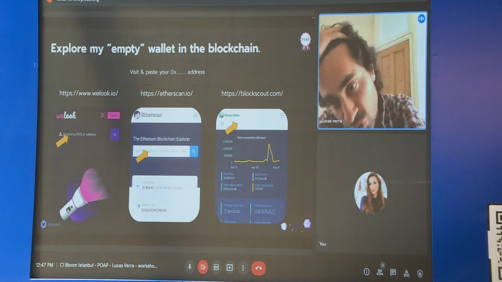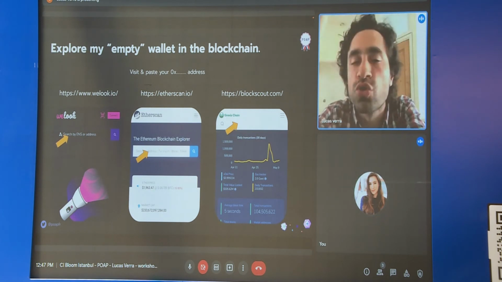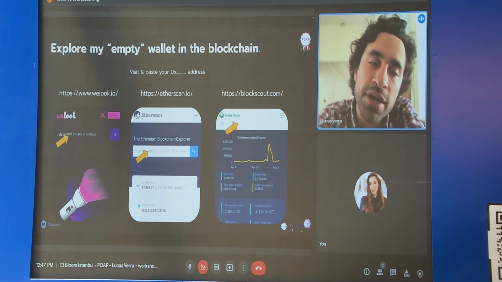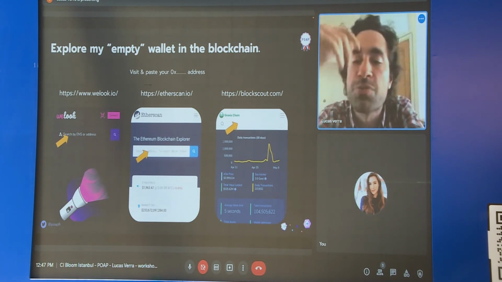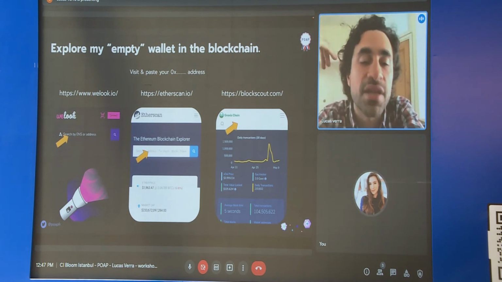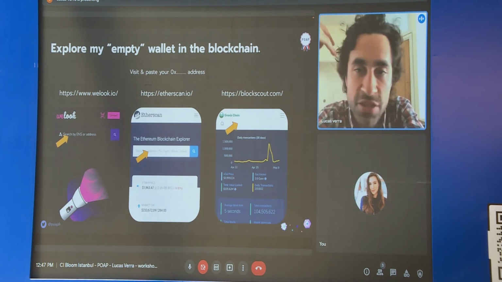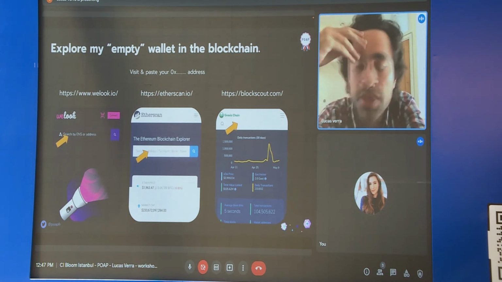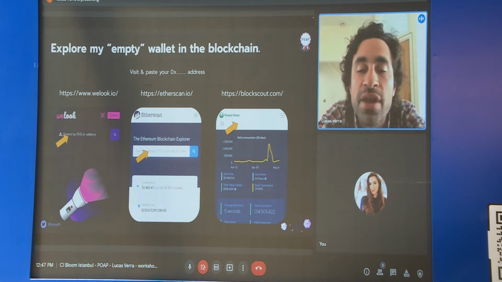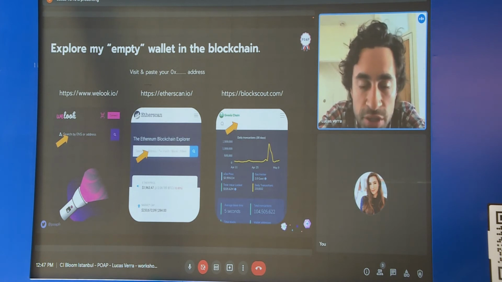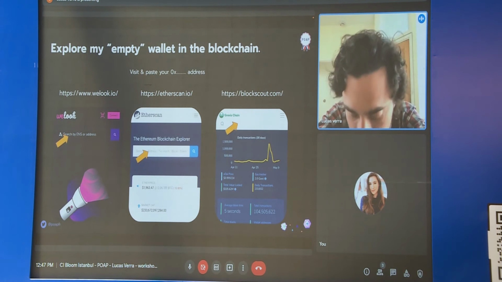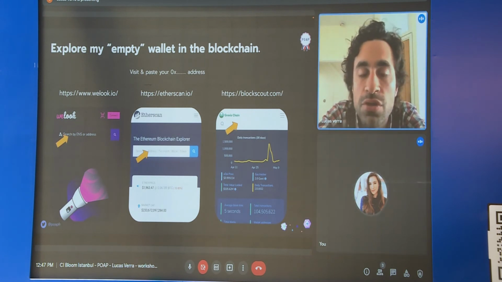This part was about you exploring an empty wallet, exploring the blockchain, and seeing that your new address is not something that the Rainbow Wallet invented. It's something that is already existing on the blockchain. But we'll see that later whenever you mint your new NFT.